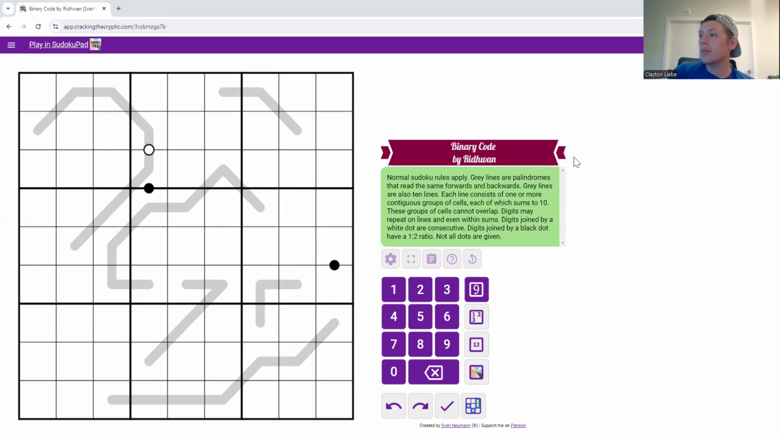Today I'm going to be looking at the puzzle Binary Code by Ridhwan. As always, I'll put the link to the puzzle in the description of the video so you can try it if you'd like, but for now, let's get to the rules.